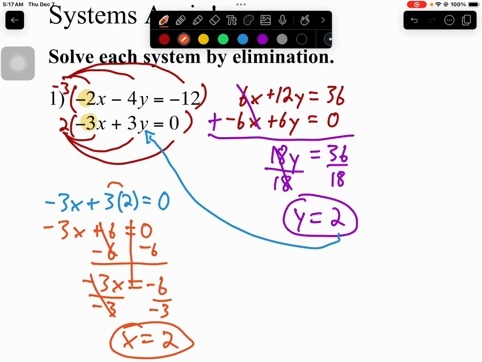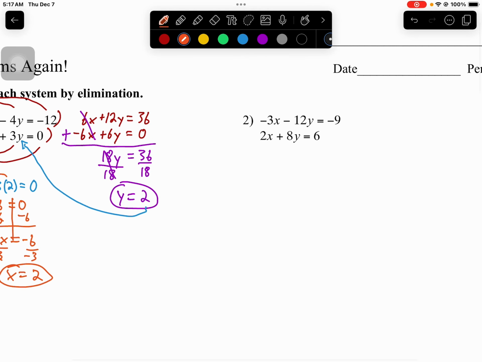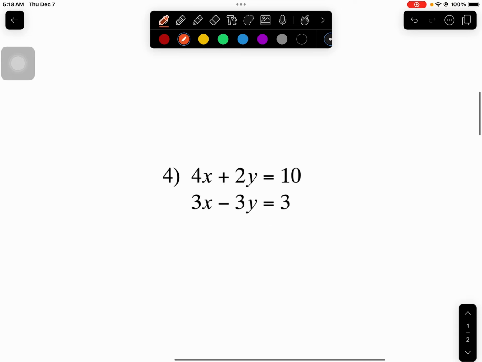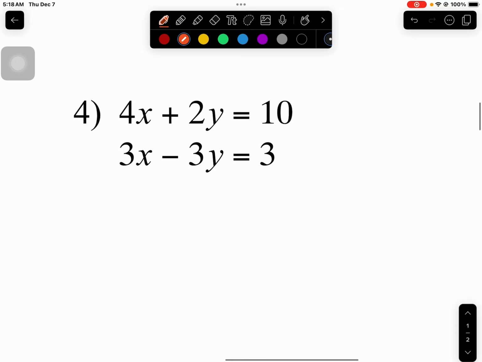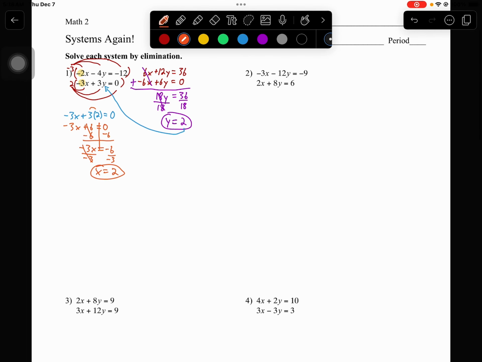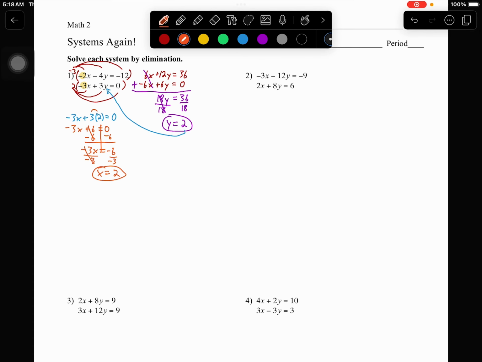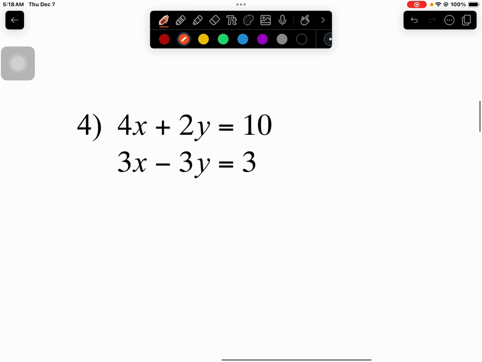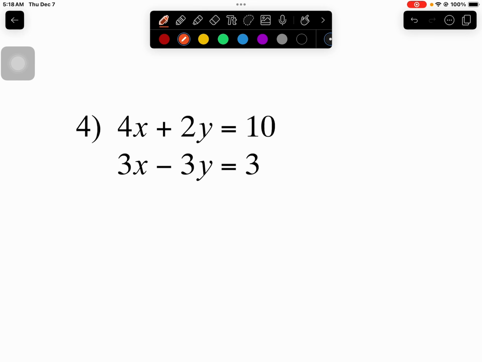Okay. We'll do one more quick one. Let's go to number 4. Okay. Actually, we'll do number 4. So right away I'm going to multiply both equations.